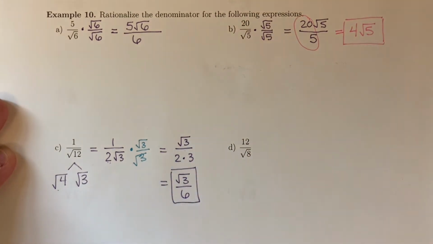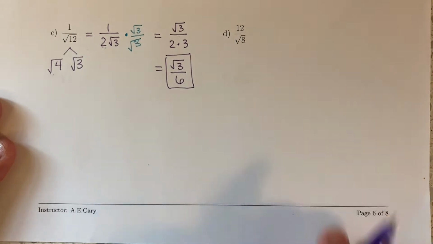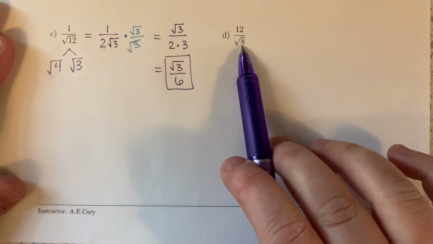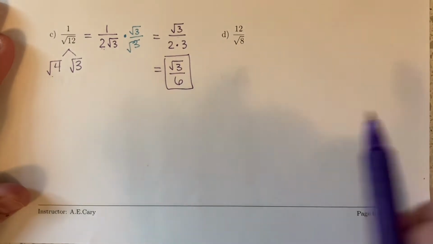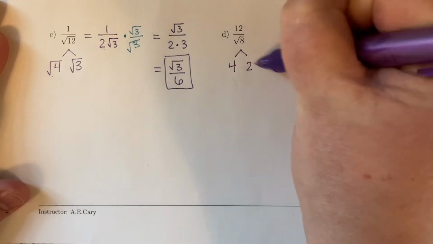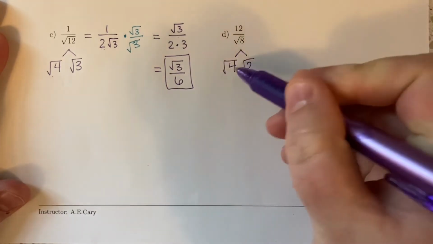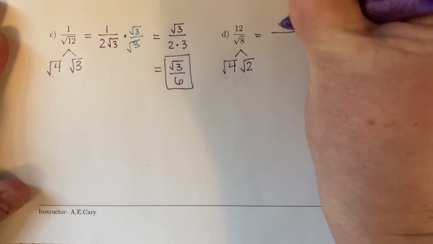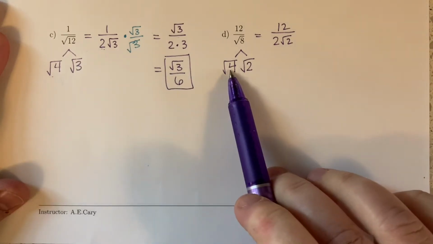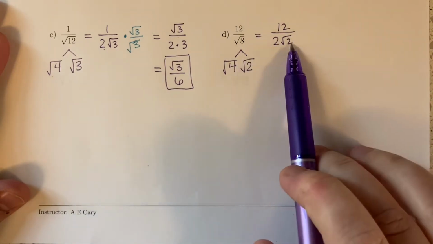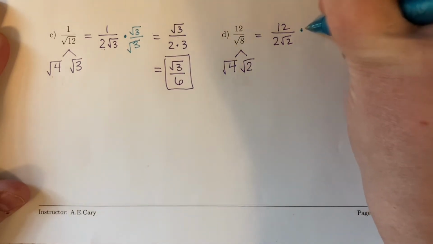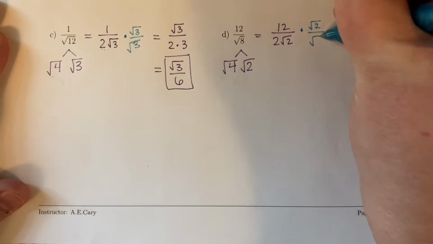All right, last one on this page, and then we'll start working with our calculator. So same thing, first step I'm going to do is simplify that square root because there's a perfect square that goes into 8. It's 4 because 8 is 4 times 2. And square root of 4 is 2. So now instead of square root of 4, I have 2. Square root of 2 just stays there. And now I can rationalize that denominator by multiplying top and bottom by square root of 2 over square root of 2.